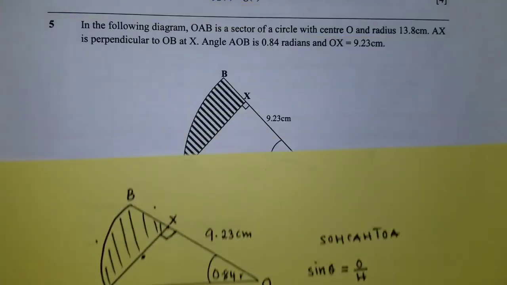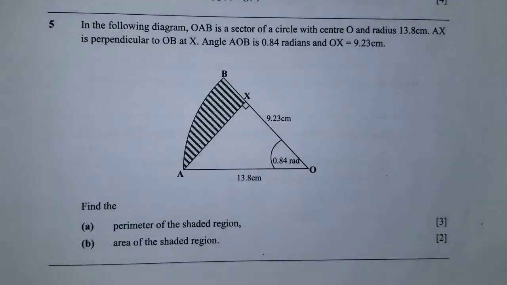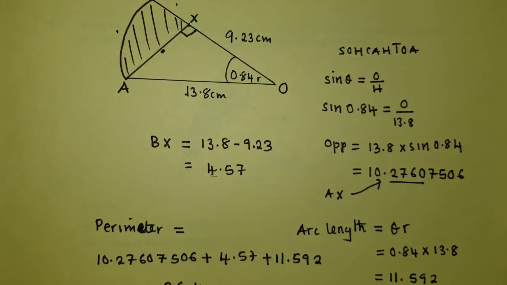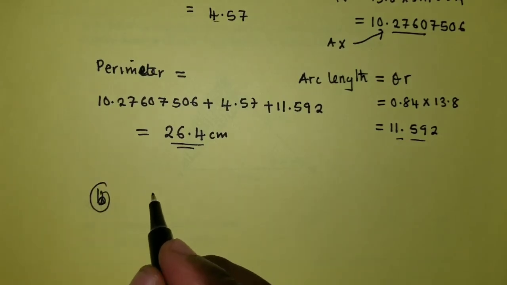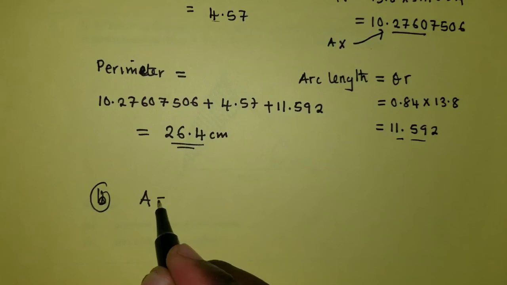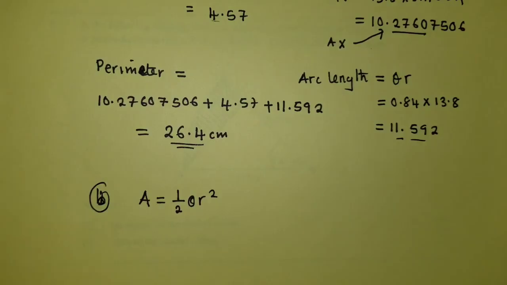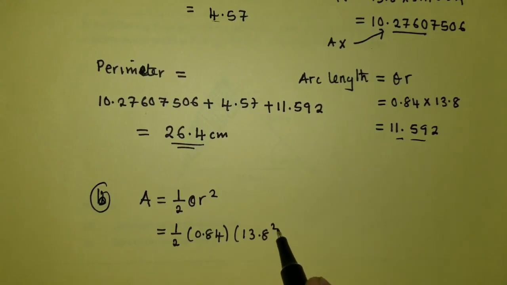We go to the next question. Actually, here it's perimeter. Yeah. We go to the next question where we've been asked to find area of a shaded region. So we have got this shaded region. Now to find its area, so this is for B, question B. To find its area, we first find area of a sector. So this is the formula for finding area of a sector in radians. So we have 1/2, theta is 0.84, radius is 13.8, power 2 there.